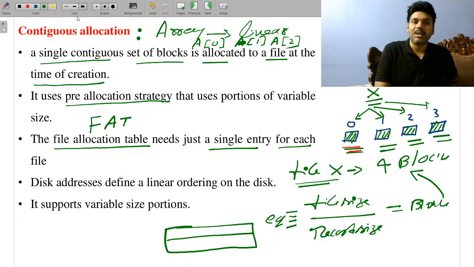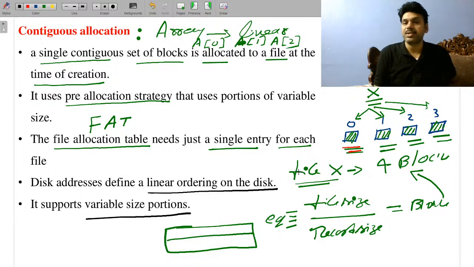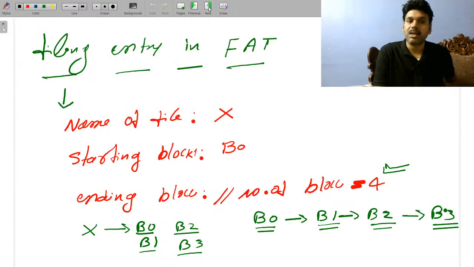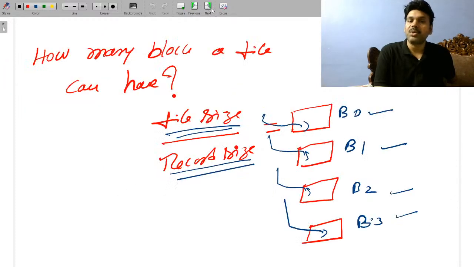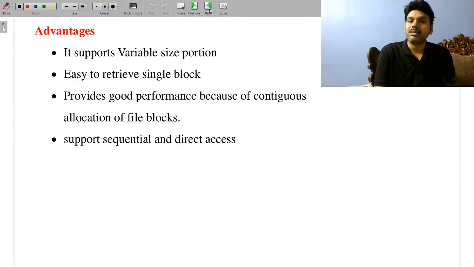In the same way, disk addresses define a linear ordering, and it also supports variable size portions. What are the advantages? Very fast access with contiguous allocation, because you know that all the blocks are contiguously available.